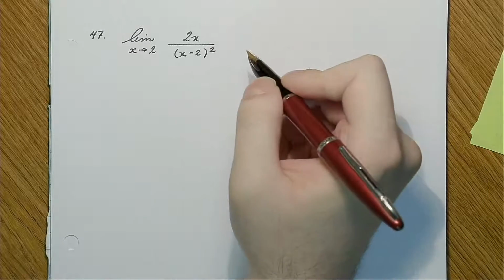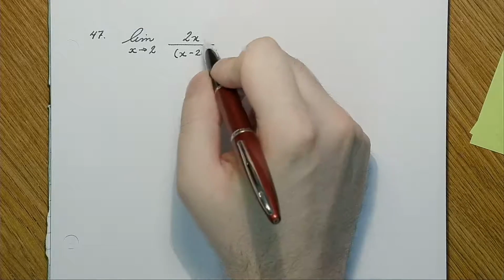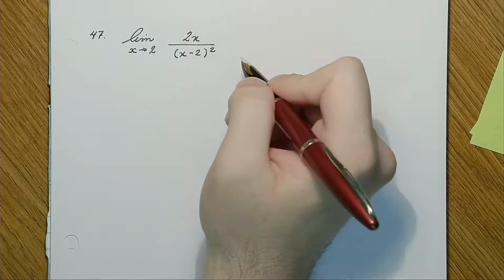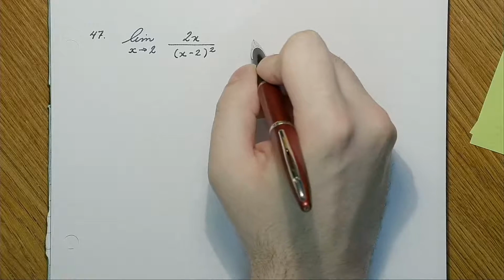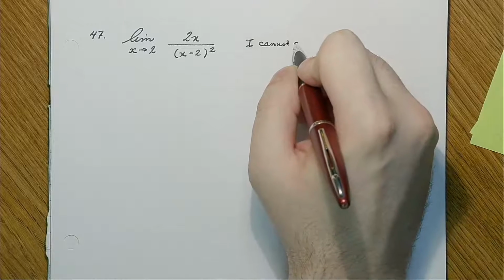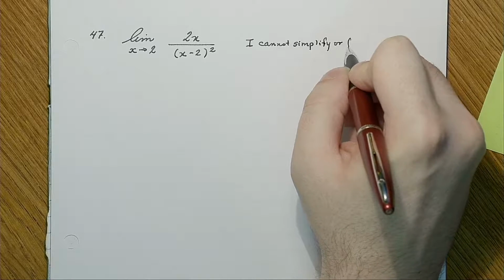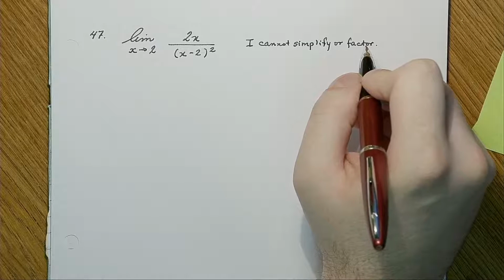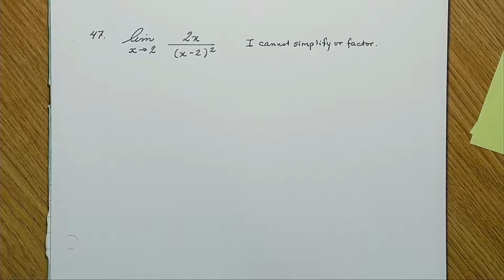Okay, so in this case, here's something that I can't do anything with. I can't factor, I can't do anything. I don't have any terms to cancel out. So I can't simplify it any further than this. So I cannot simplify or factor. Okay, so we're stuck. Now, why are we stuck?